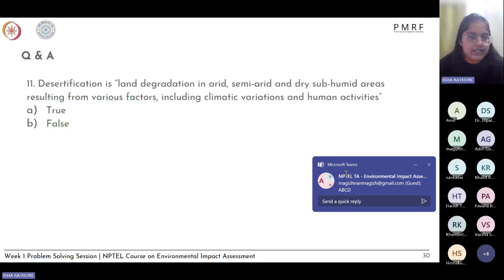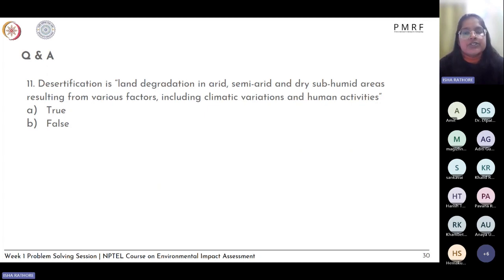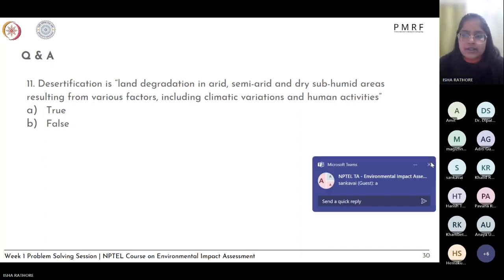Okay, so moving on to the next question. Desertification is land degradation in arid, semi-arid, and dry subhumid areas, resulting from various factors, including climatic variations and human activities. So is this statement true or false? Okay, a lot of people agree that the statement is true. So the statement is true.